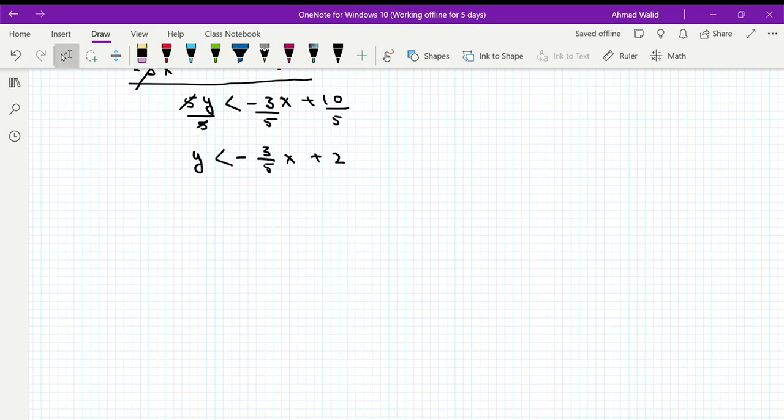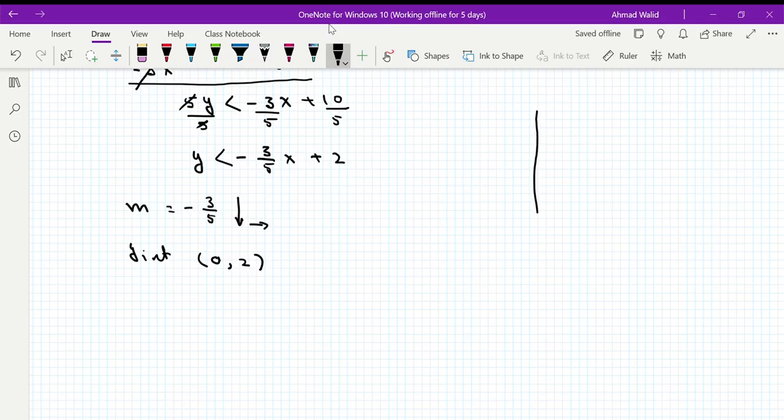Identify your slope and y-intercept. Be careful. The slope is negative 3 over 5. It means you can go 3 down and 5 right, or you can go 3 up, 5 left. We covered this before. The y-intercept is (0, 2). Now start graphing. But all your focus when you graph is on the resulting new inequality. It means this one.